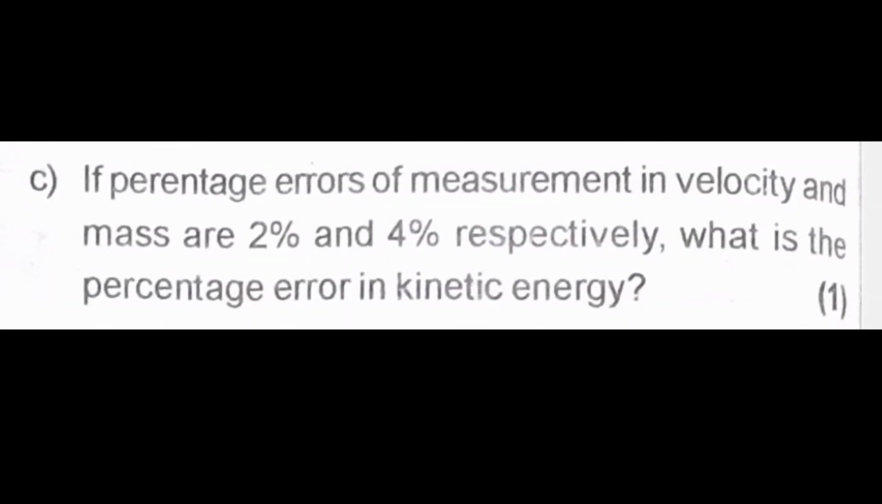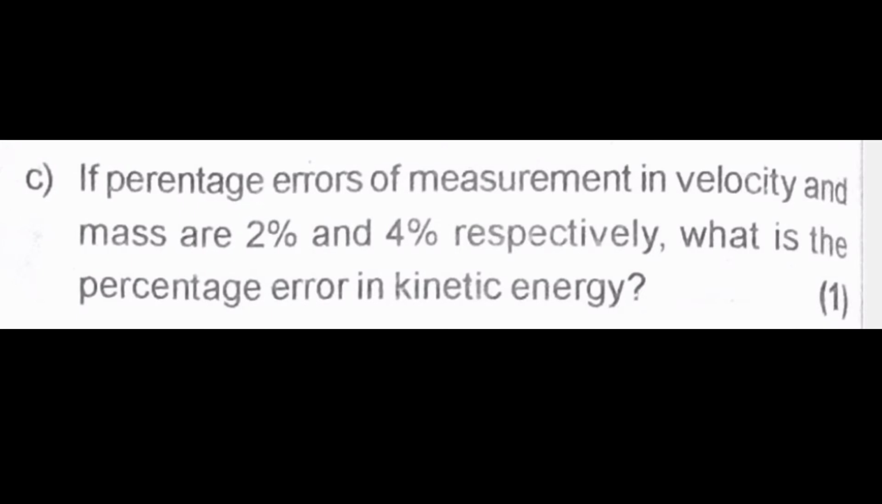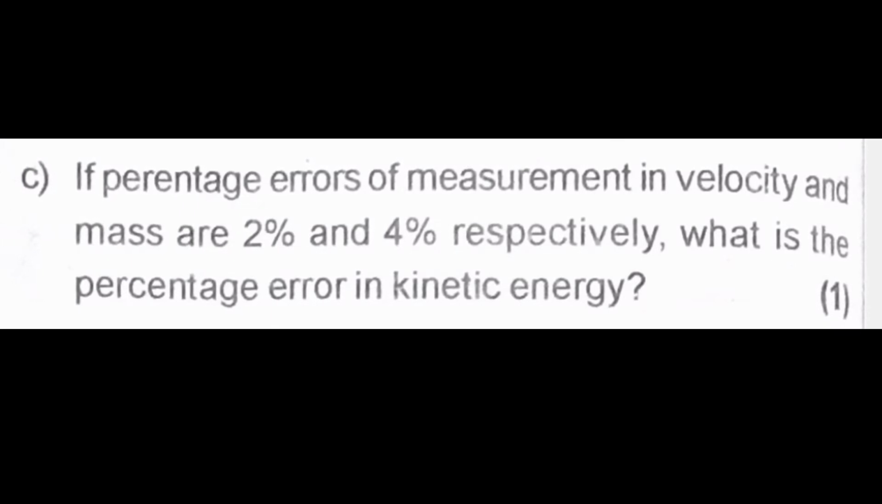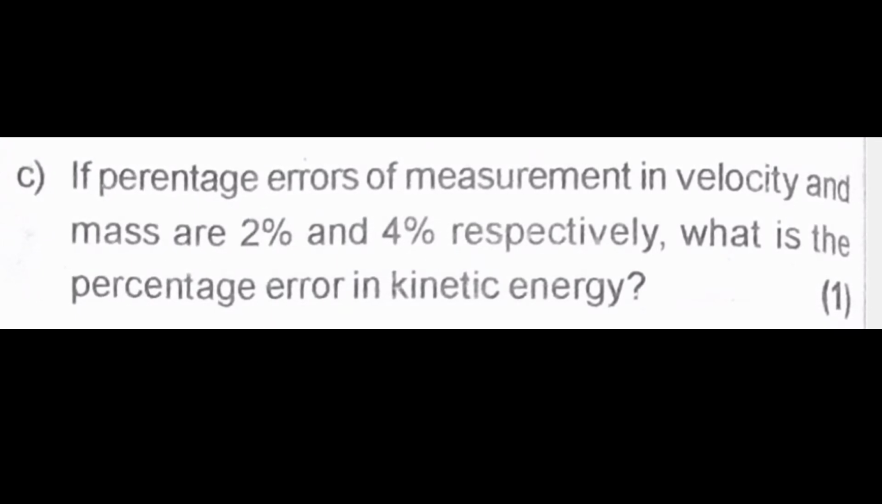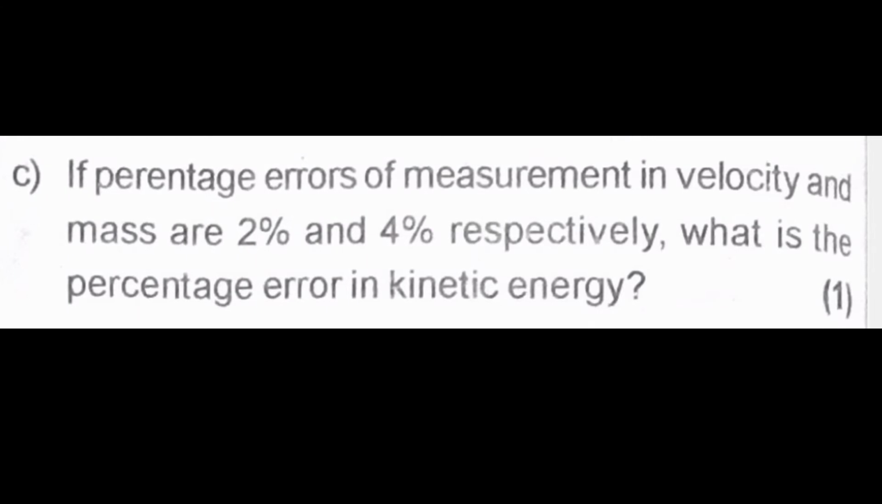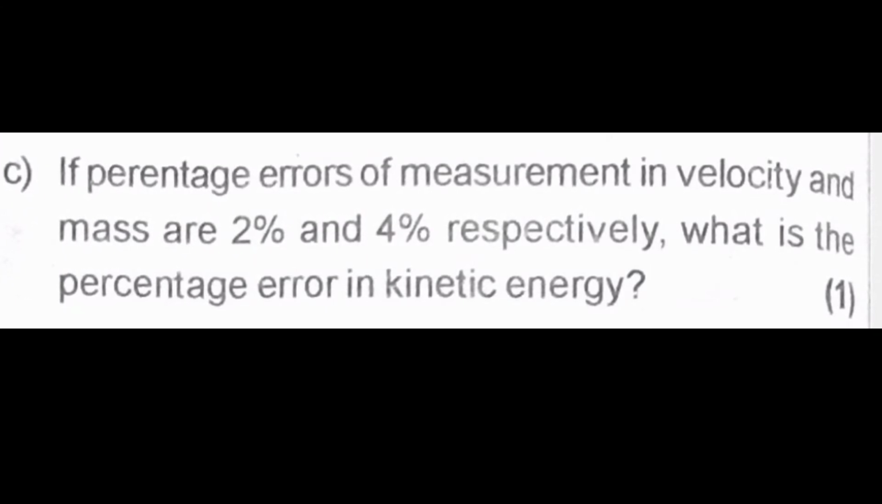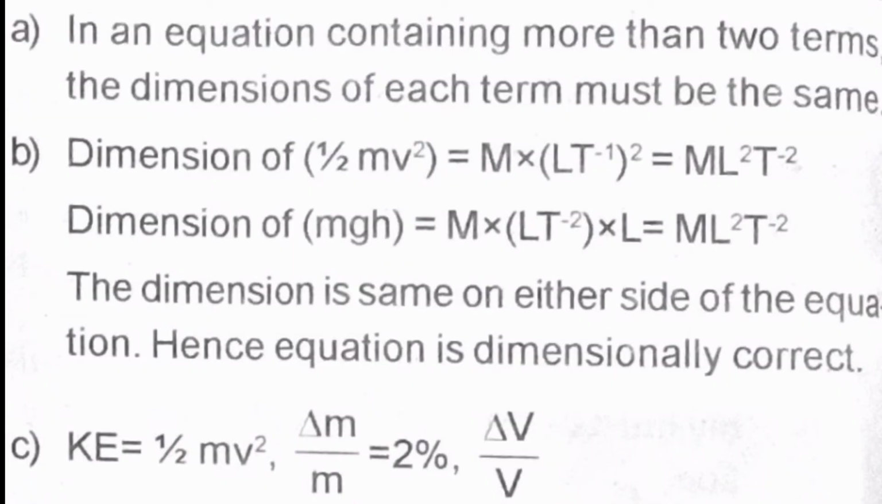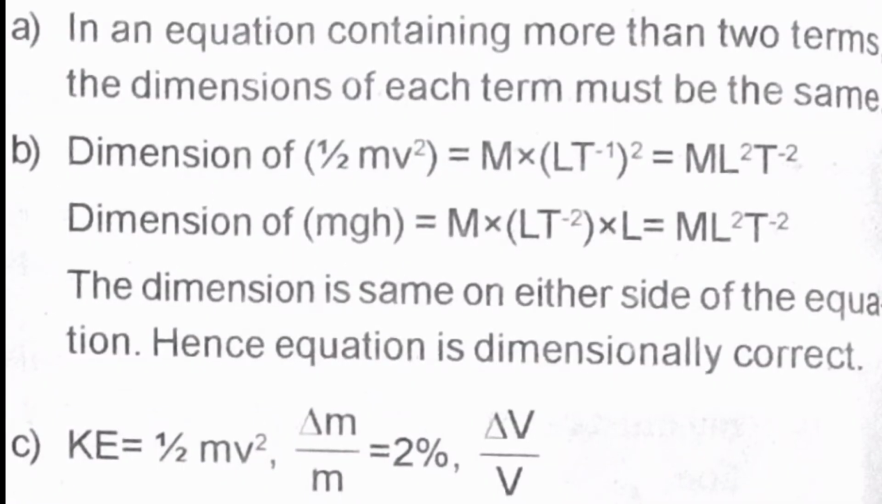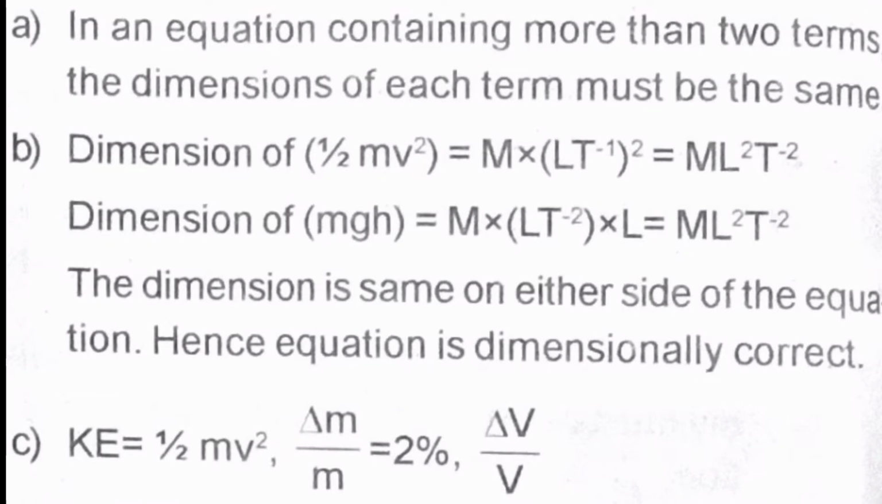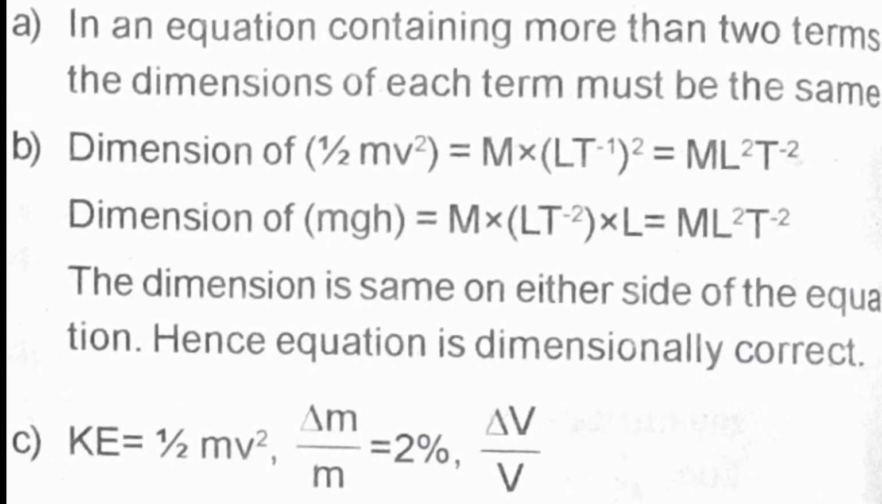The third question is, if percentage errors of measurement in velocity and mass are 2% and 4% respectively, what is the percentage error in kinetic energy? This is a 1-mark question. Are you ready to answer the question? Yes. So we can answer it one by one.